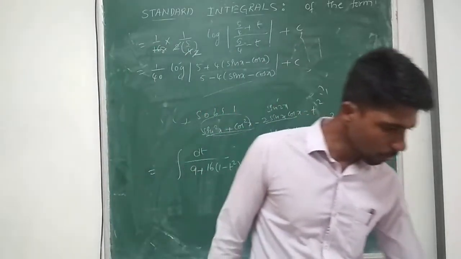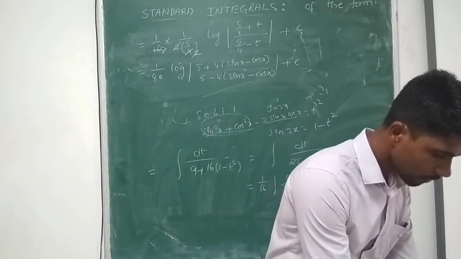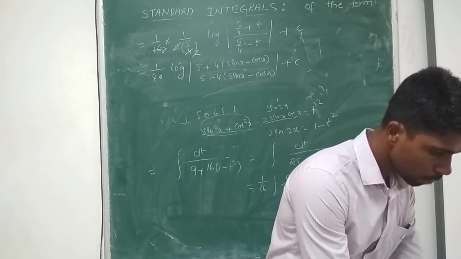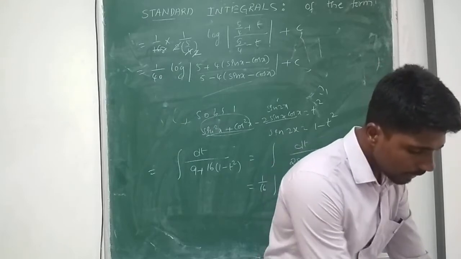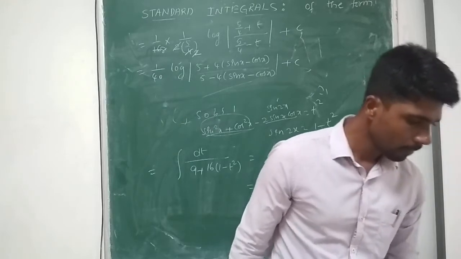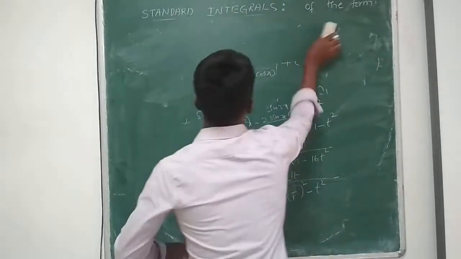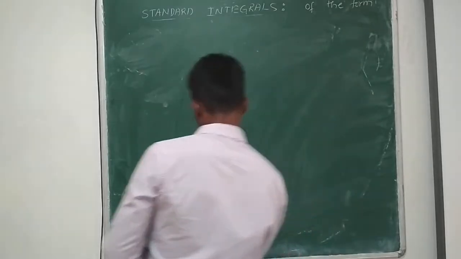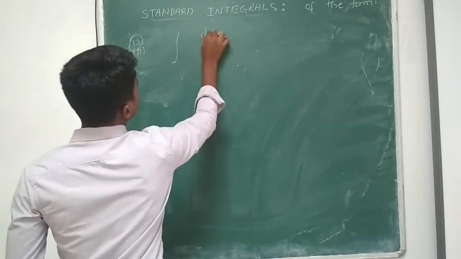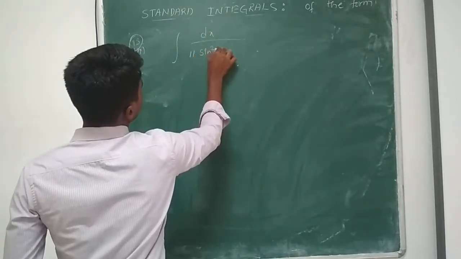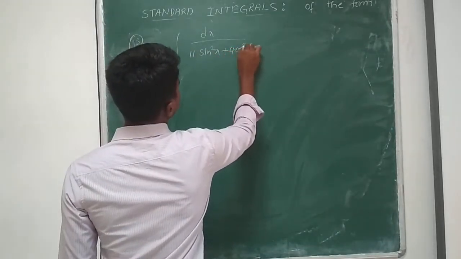plus a constant c. Next problem. Integral dx by 11 sin square x plus 4 cos square x plus 5.